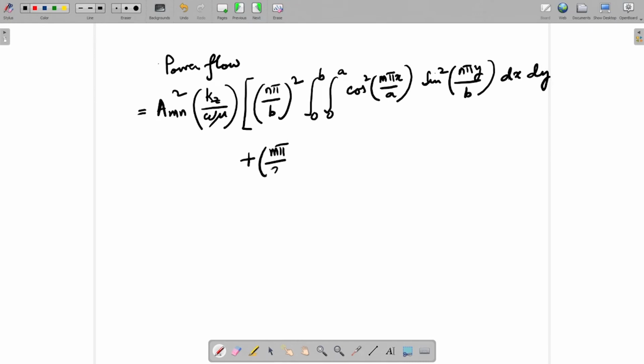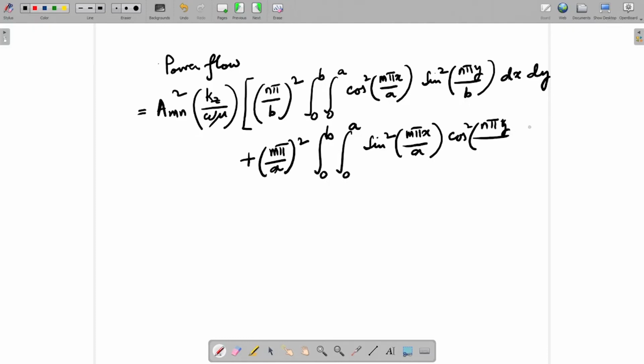plus m pi by a whole square, zero to b 0 to a, sin square m pi x by a, cos square n pi y by b, dx dy.